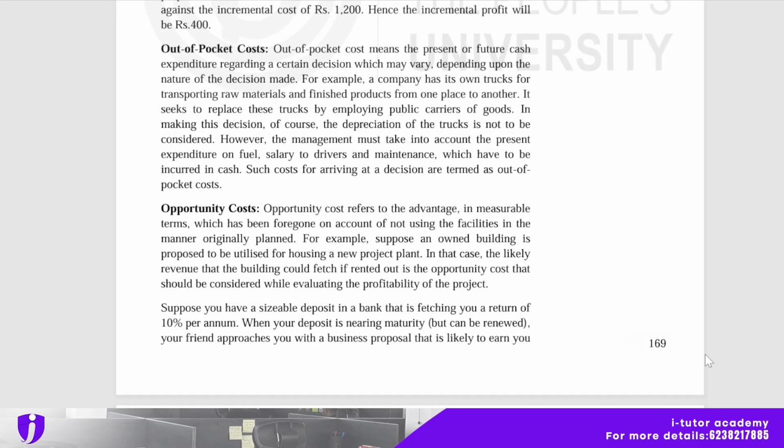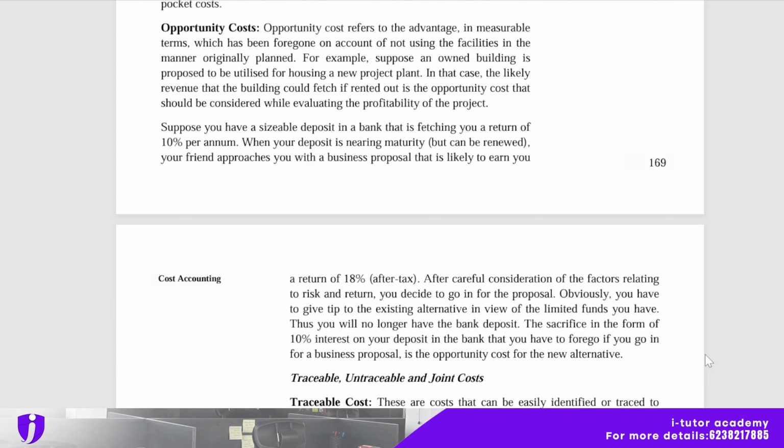And out of pocket cost. Out of pocket cost means the present or future cash expenditure regarding a certain decision, which may vary depending upon the nature of the decision made. For example, a company has its own truck for transporting raw material and finished products from one place to another. You just go through it, it will make the concept more clear for you. And opportunity cost: opportunity cost refers to the advantage in measurable terms which has been foregone on account of not using the facilities in the manner originally planned.